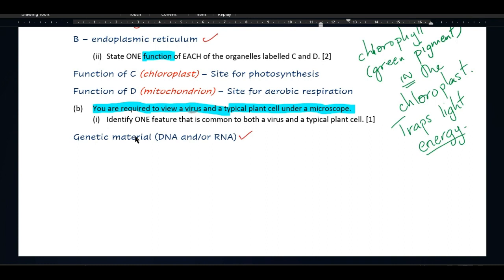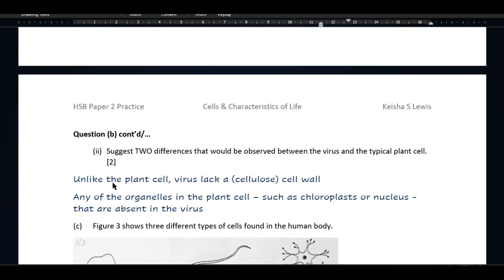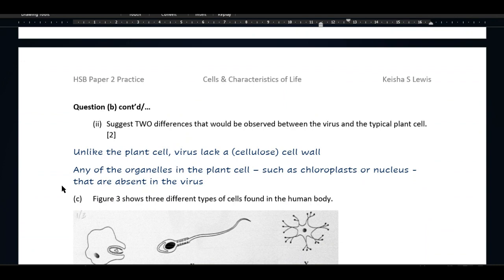So you're looking at samples of a virus and a typical plant cell under a microscope, which we figure out is an electron microscope. And if you're using an electron microscope, the samples are going to be dead samples. They're not going to be live samples, which means that you are essentially looking at two static images of a virus and a typical plant cell. So, in the context of that, you're going to give differences. You're being asked to suggest differences that would be observed in those two static images.